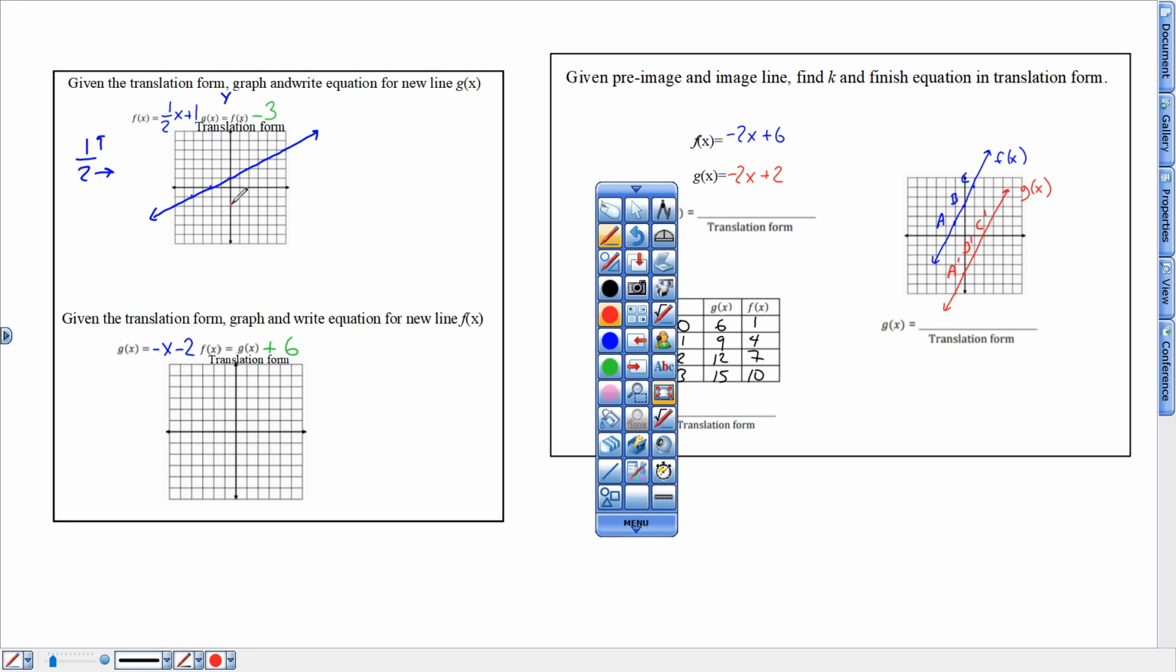That's the shift. And then the same slope, right 2, up 1, right 2, up 1, down 1, left 2, down 1, left 2. Be precise. Draw your line. Label them for me. This is the g of x line. The first one is the f of x line. That equation is given to you. That was the first one I gave you.